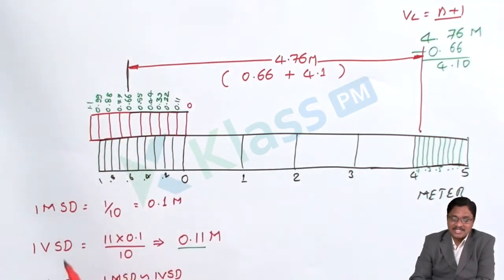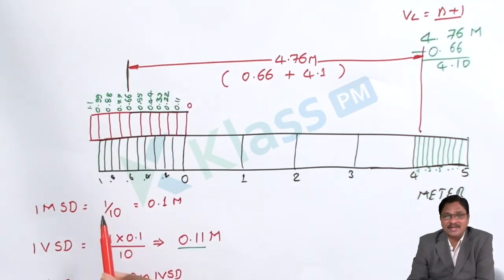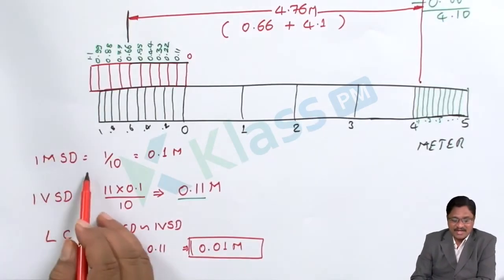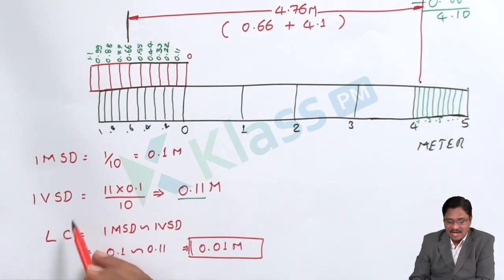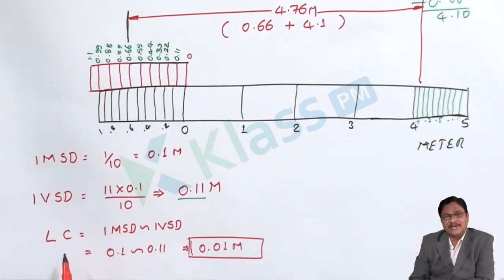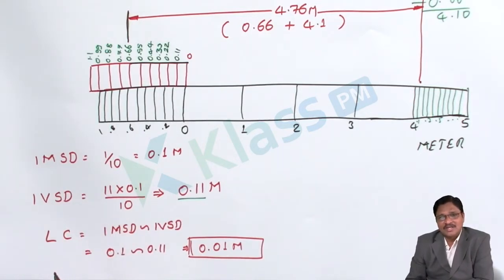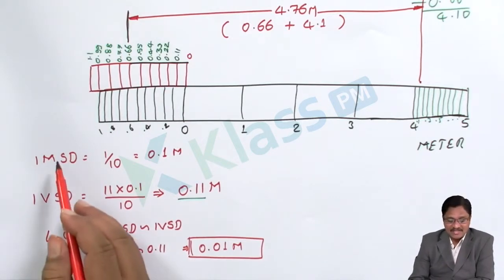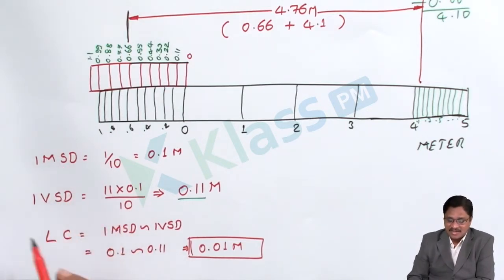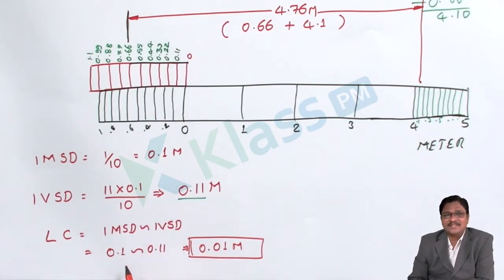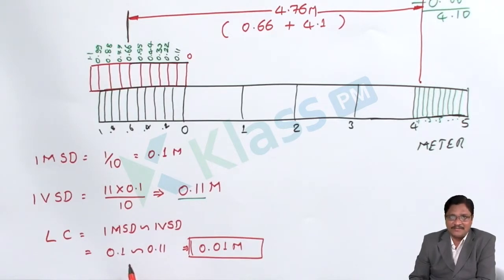After that, the calculation part is more important in vernier scales. Calculate 1 MSD and 1 VSD. After that, even if not asked, please present the least count also. The least count is calculated as the difference of the main scale division and the vernier scale division. Don't write this as minus 0.01. That is why I am using the word difference: the difference is always a positive value. So write the positive value, 0.01 meter.